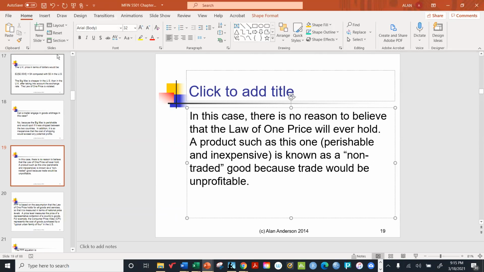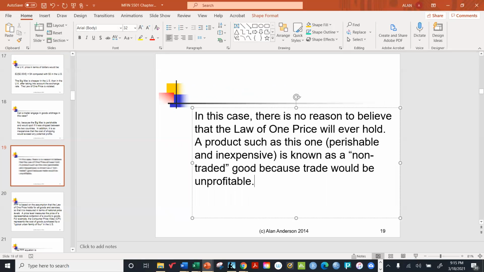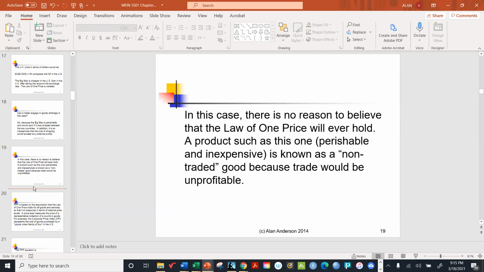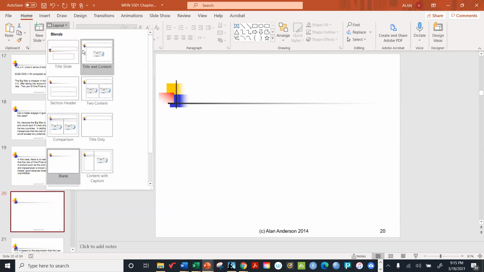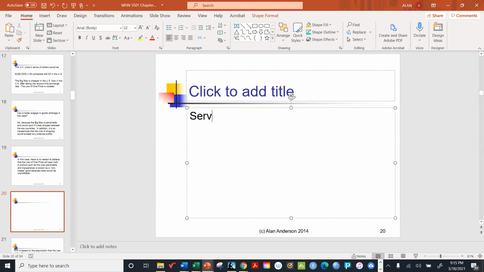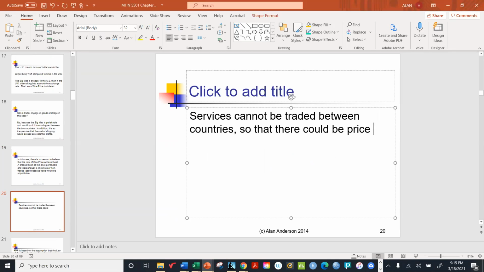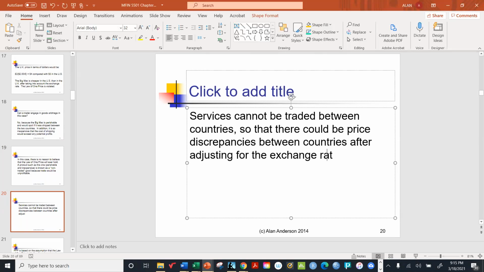Okay, now what about services? Services cannot be traded between countries, so there could be price discrepancies between countries after adjusting for the exchange rate. In these cases, the law of one price does not hold.